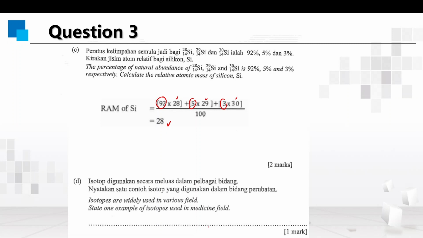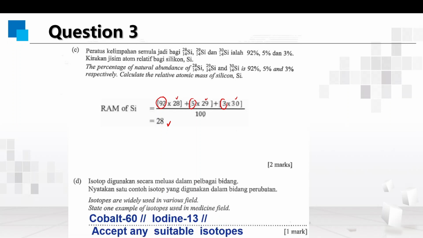Isotopes are widely used in various fields. State one example of an isotope used in the medical field. You can write cobalt-60 to treat cancer patients, and iodine-131 for thyroid patients. It is 131, not 130, or any other suitable isotopes.